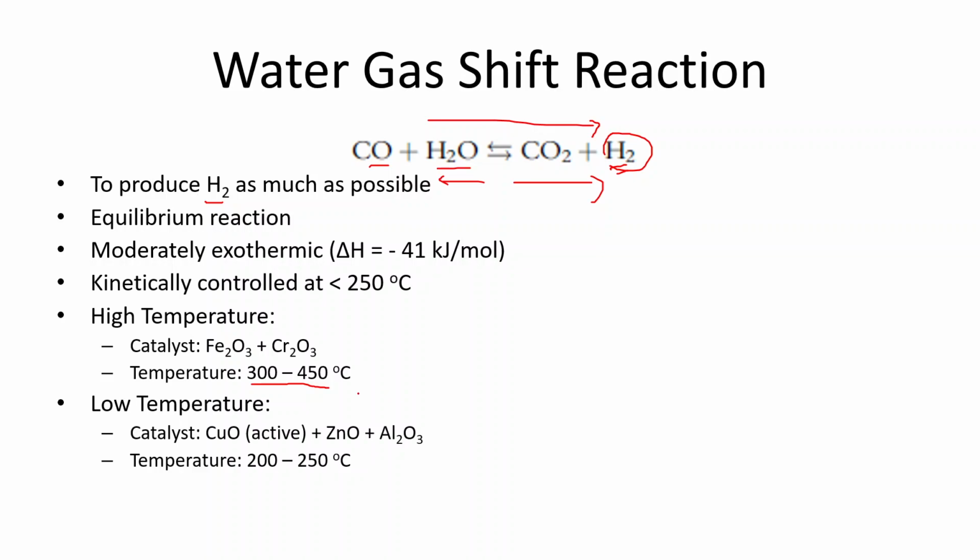Then they reduce the temperature, and it goes to the low temperature reactor. It has a different catalyst. Copper is the active site, and the temperature is reduced to 200 to 250 degrees C. If it goes below 200 degrees C, the reaction becomes very slow. So they maintain it in this temperature range in such a way that the production of hydrogen can still be maintained and the CO can be minimized as much as possible. Okay. Any questions so far?